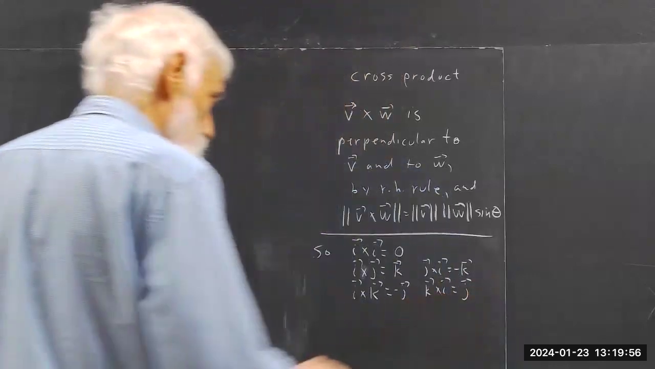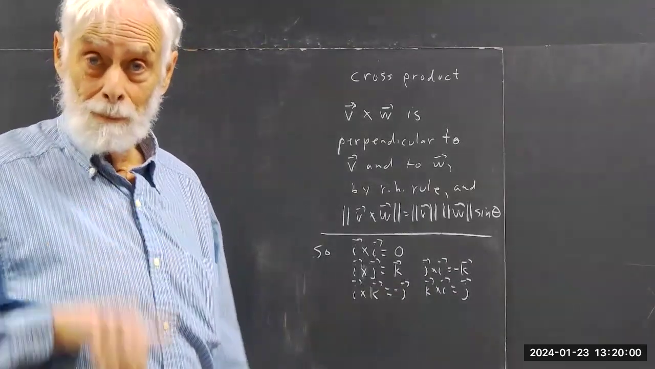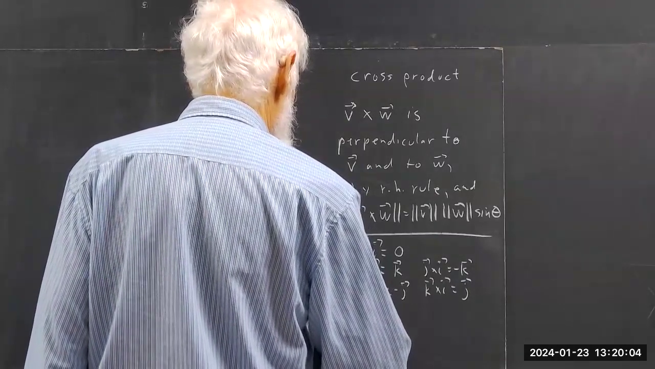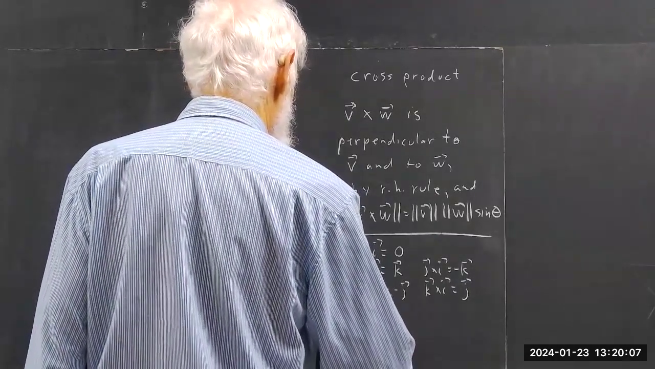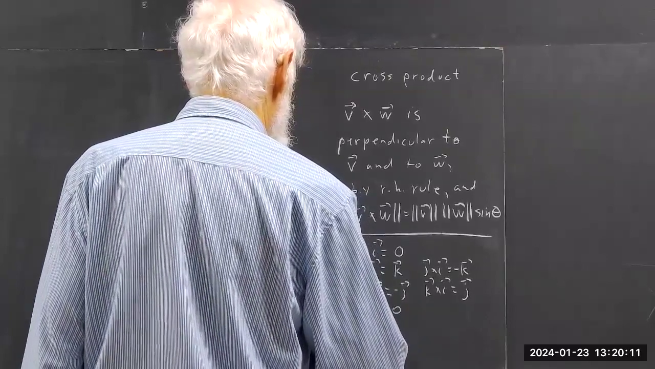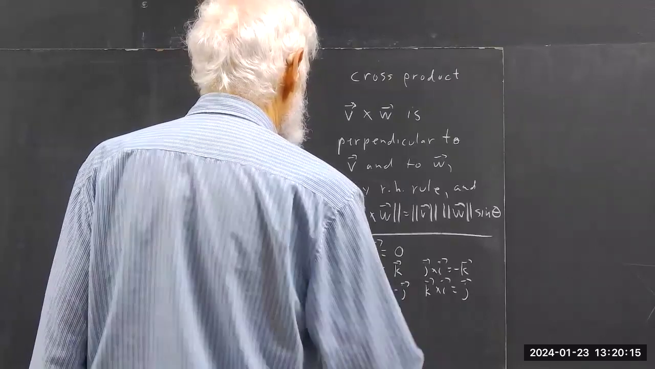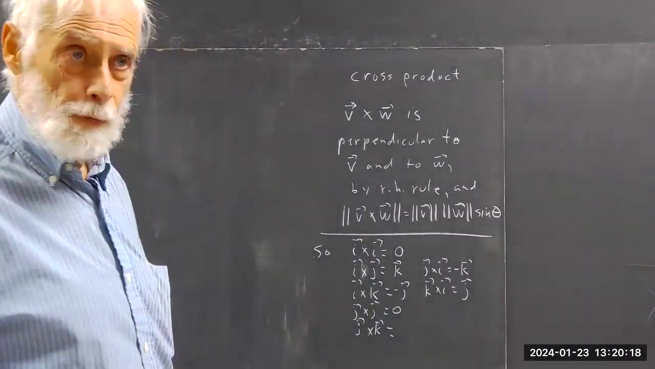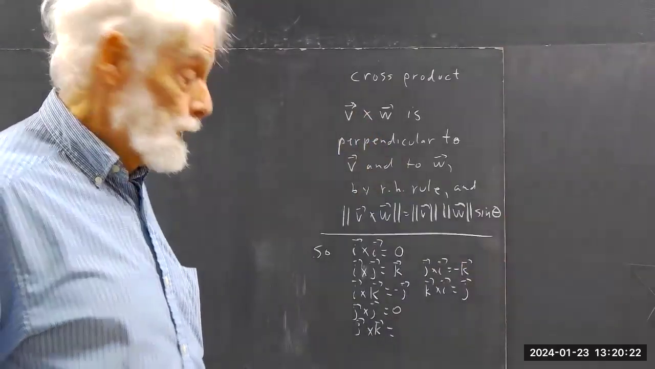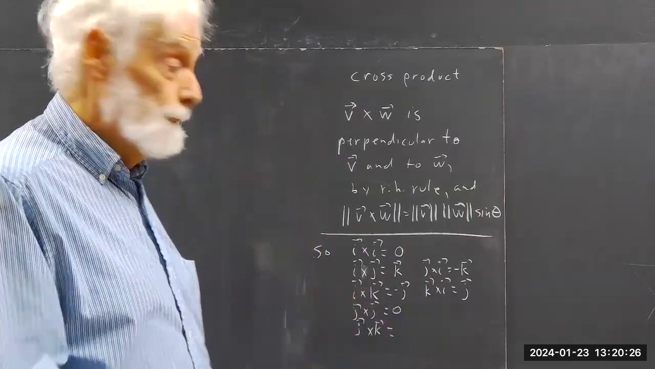I'll just state this: here's K, here's I, K cross I is J. Okay. And then let's do the cross product of J first. J cross J is zero because J is parallel to itself and the angle is zero. Okay. And J cross K gives you I.